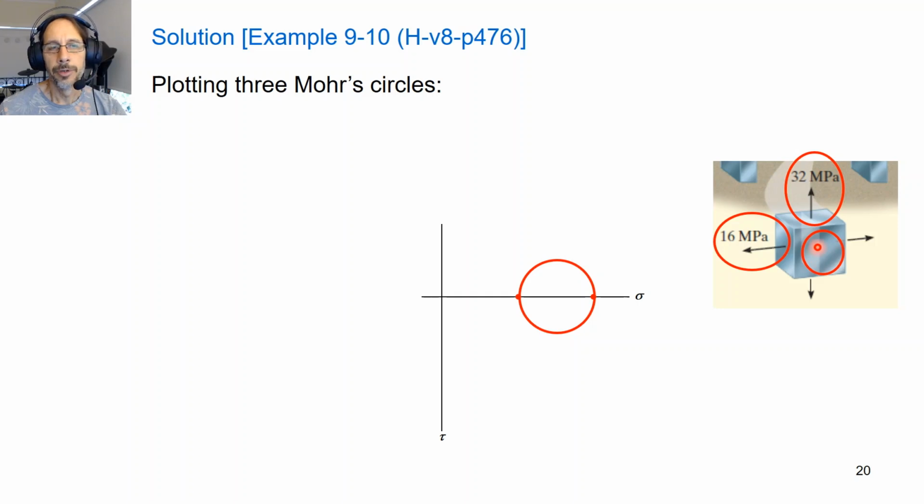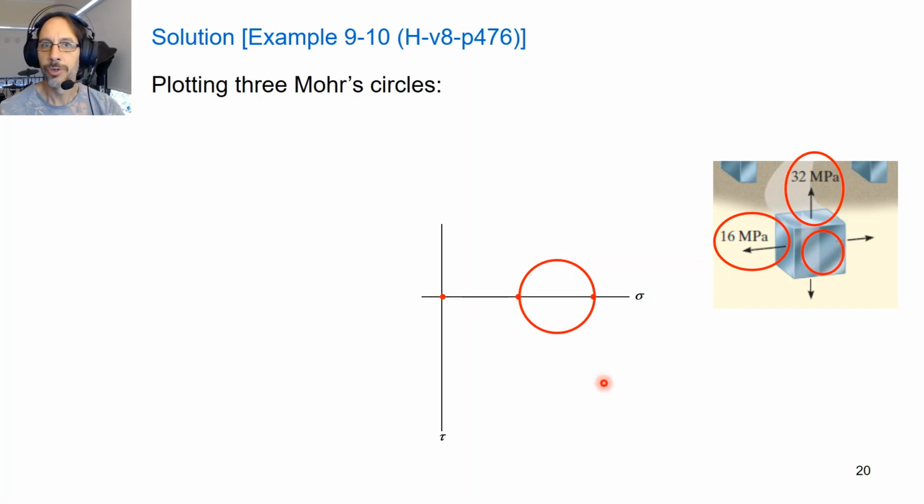On the third direction, we have no stress, so a state of plane stress. But as I said before, just because there's no stress there doesn't mean we can ignore it. So that will be at the origin. No normal stress, no shear stress, so that gets plotted here.